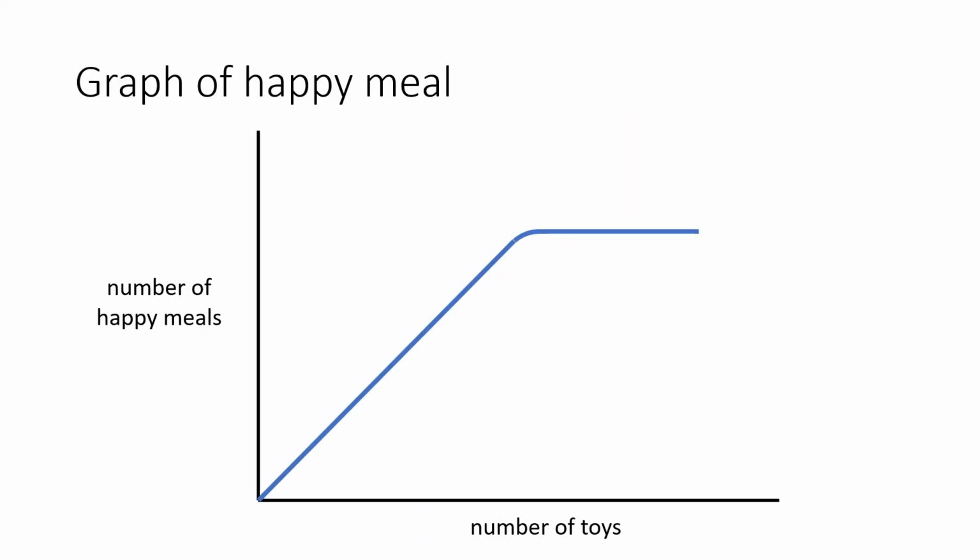If we were to do a graph for the number of toys and number of Happy Meals, as we increase the number of toys from 0, where we've 0 toys, we've 0 Happy Meals, we would increase the number of Happy Meals. Eventually, however, we would get to a point where even though we had more and more toys, we had run out of one of the other things that makes up the Happy Meal. And as a result, the graph would level off. Remember, do not use the term plateau. In biology, we only use the term level off.